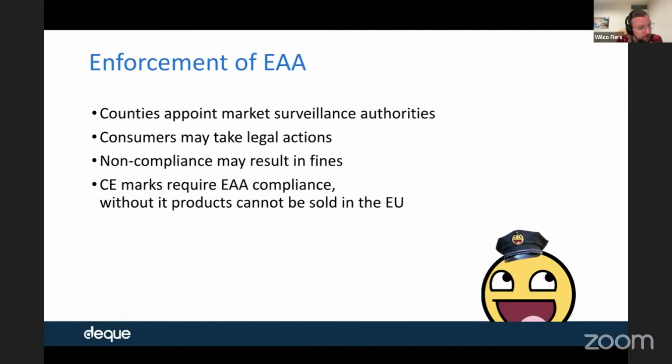And then for products, there's what's called a CE mark. This is a mark that products sold in the European market have to have, and compliance with the EAA is required for you to get that CE mark. And so products may have to be pulled off the market if they do not comply with the European Accessibility Act. So this is a pretty darn serious measure that's coming here.